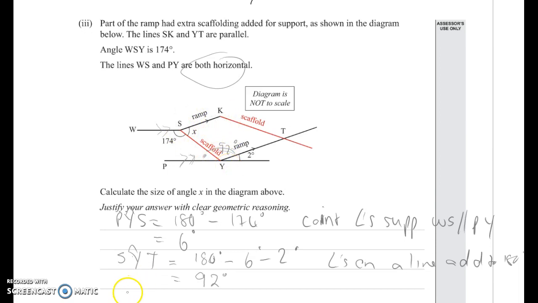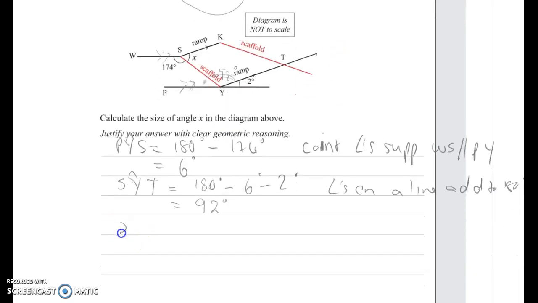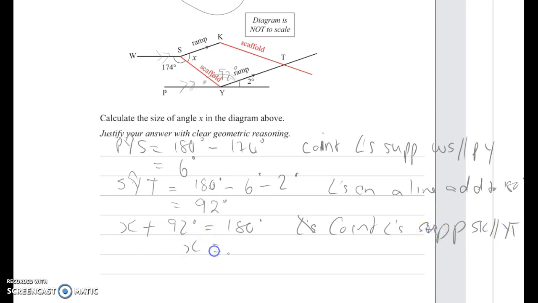And so then X equals 180 degrees, co-interior angles supplementary, SK parallel to YT, parallel lines, whichever way you want to do it. So X equals 88 degrees. And there you have it.